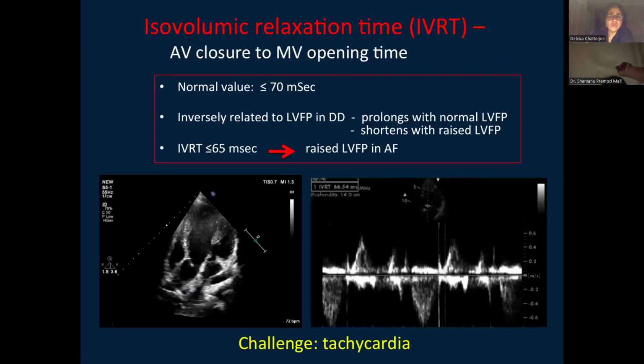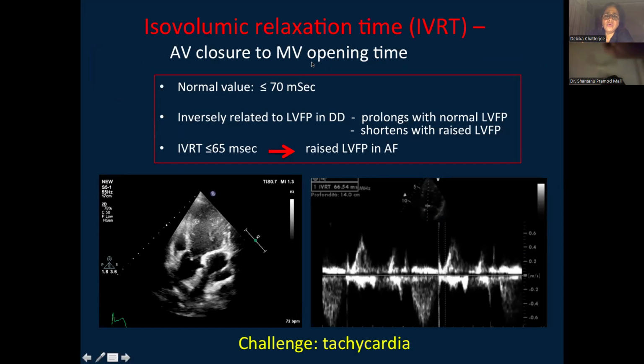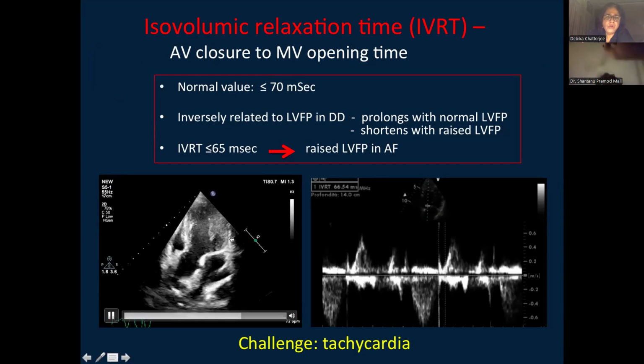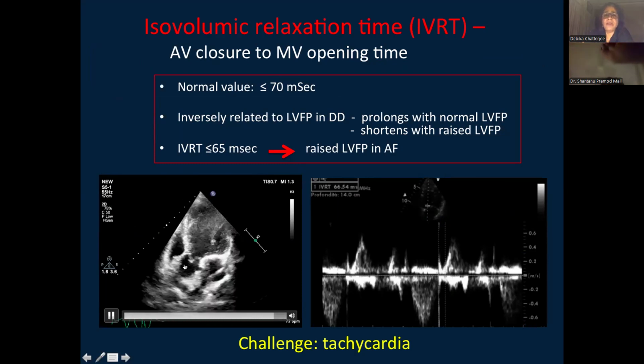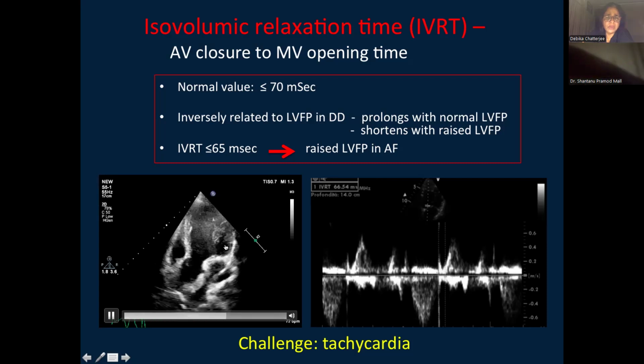A bit about the isovolumic relaxation time. As you know, isovolumic relaxation time is an important measurement in the assessment of diastolic function. It is the time between the aortic valve closure and the mitral valve opening. We get this value while doing the Doppler from the apical 5-chamber or apical 3-chamber, keeping the sample volume cursor in between the mitral and the aortic.